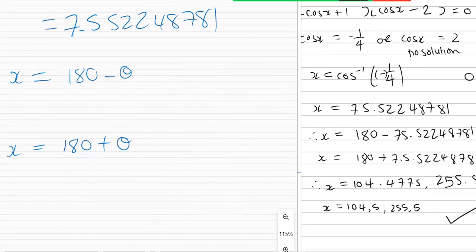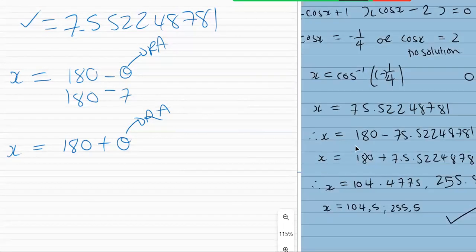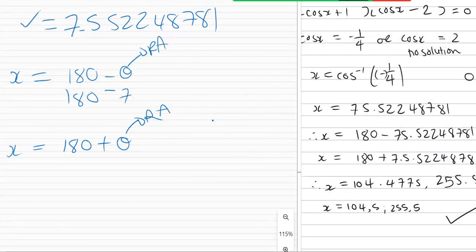Okay, so we've got these two options. So our theta is our reference angle, which we worked out over here. So you just say 180 minus 75. Oops, sorry, what did I say? Is it 75 or is it 7.5? I think it's 75. This one's wrong. I think it would be 75.5, just to do all the decimal places.